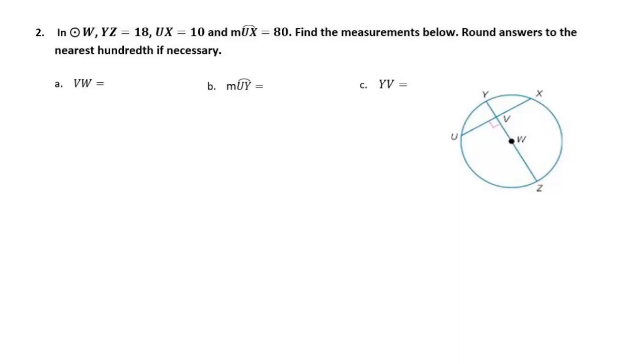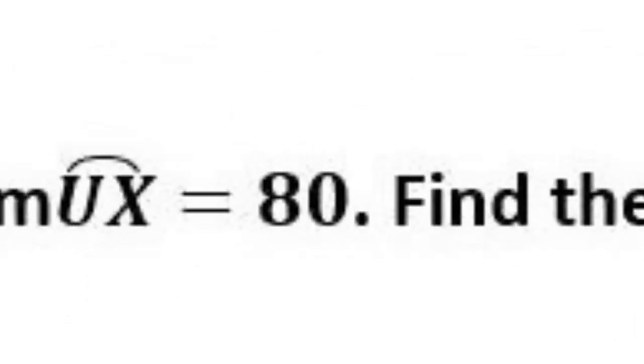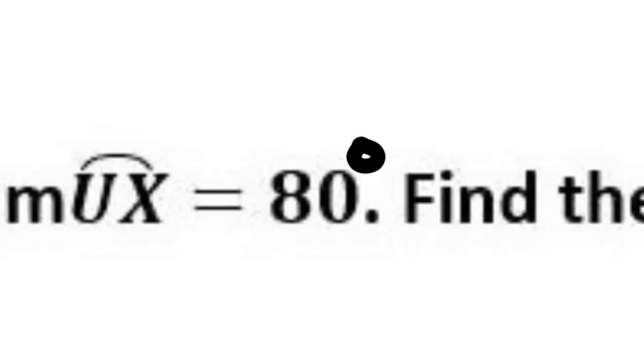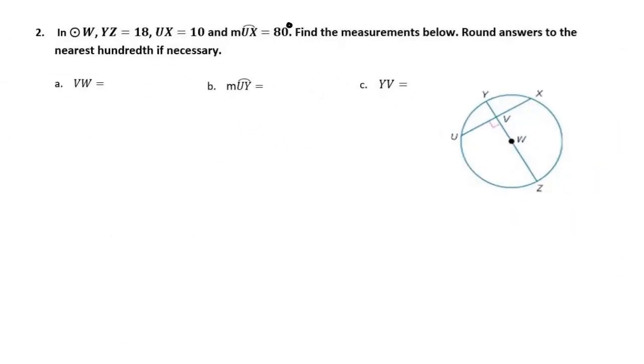All right, number 2. It says in circle W, YZ is equal to 18, UX is equal to 10, and arc UX is equal to 80. That should be 80 degrees since it's an arc. Find the measurements below. Round answers to the nearest hundredth if necessary.